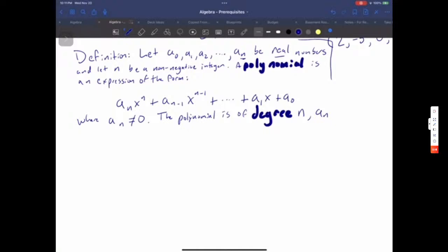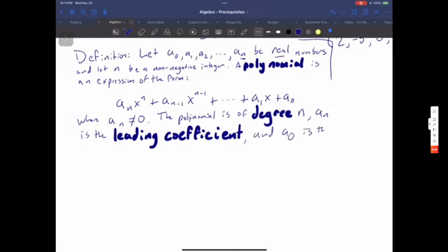An is the leading coefficient and a0 is the constant term.